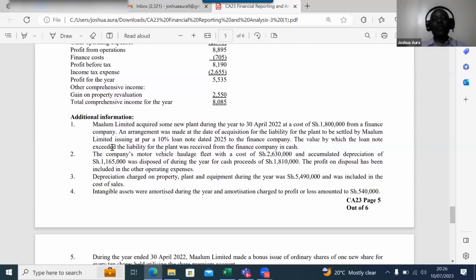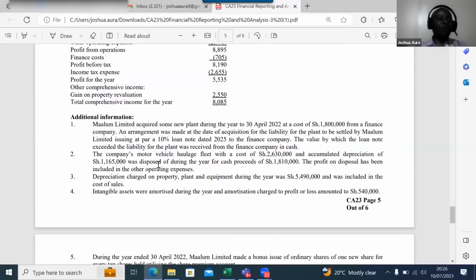The value by which the loan note exceeded the liability for the plant was received from the finance company in cash. Note number 2, the company's motor vehicle haulage fleet with a cost of 2630,000 and accumulated depreciation of shillings 1165,000 was disposed of during the year for cash proceeds of shillings 1810. The profit on disposal has been included in other operating expenses. If I'm the one, ladies and gentlemen, I will be able to calculate these profits or loss on disposal right away. Note number 2, I have to finish with note number 2.